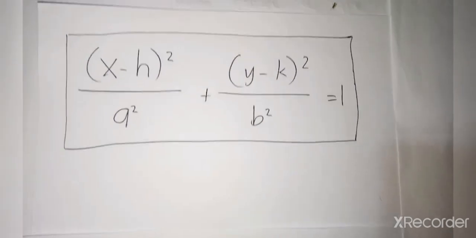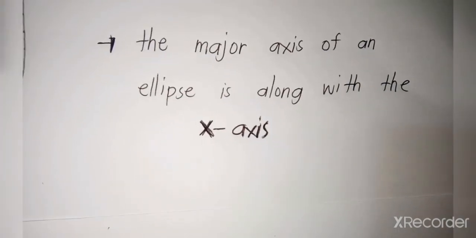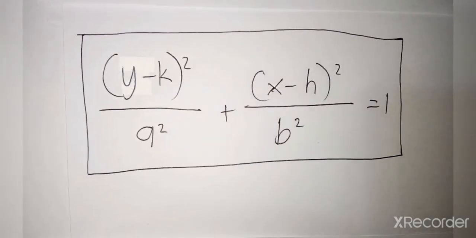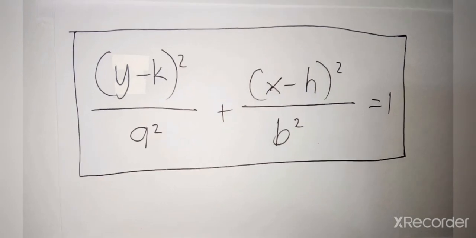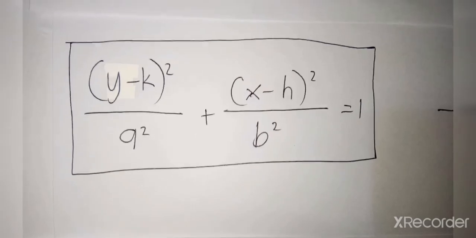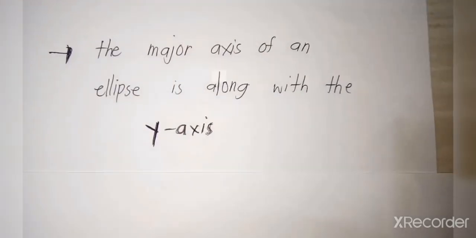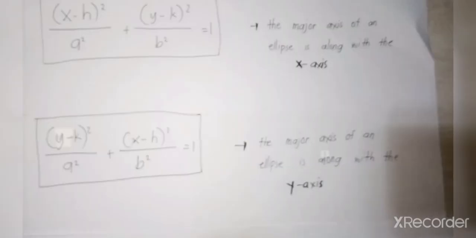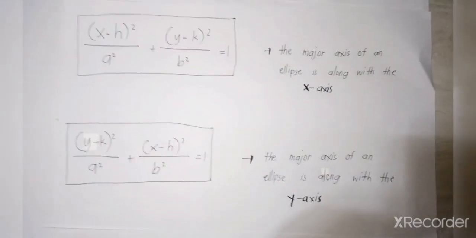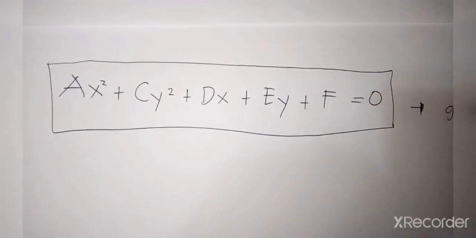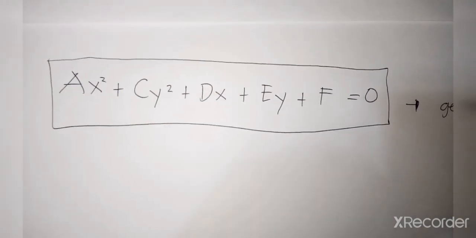We will apply this equation if the major axis of an ellipse is along the x-axis. Second is the quantity of y minus k squared over a squared plus the quantity of x minus h squared over b squared is equal to 1. And we will apply this equation if the major axis of an ellipse is along the y-axis. These two equations are the standard form. And the equation ax squared plus cy squared plus dx plus ey plus f is equal to 0 is the general form.